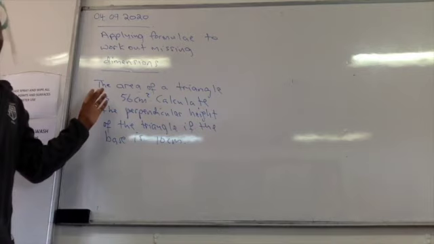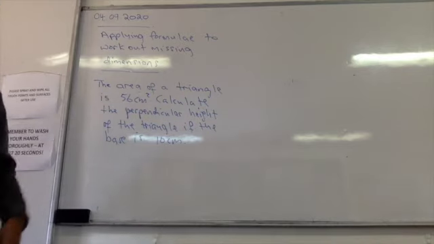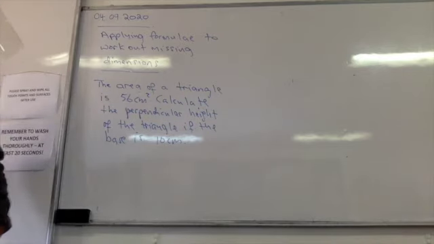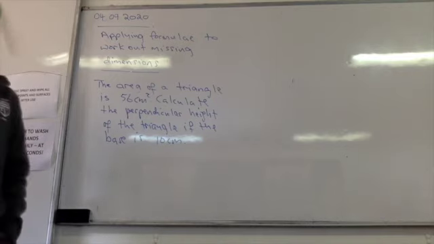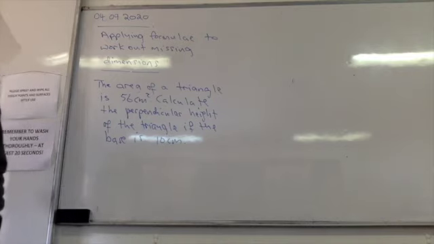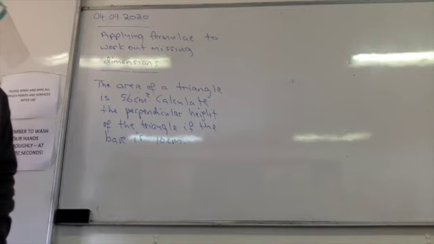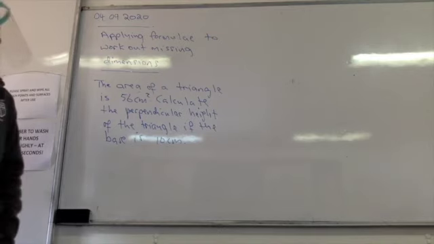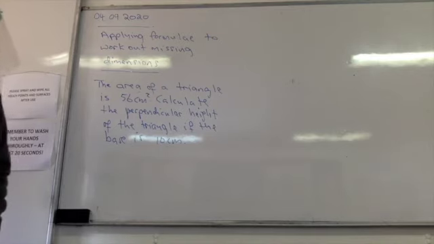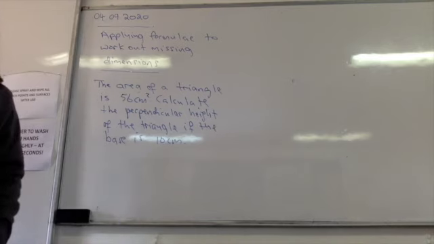Now, this is very important. I find this more important than the work you just did. Because in this case, you are actually using the formula to work out other missing dimensions. Like we are given in this question that the area of a triangle is 56 square centimeters, and we need to calculate the perpendicular height of the triangle if the base of the triangle has a length of 10 centimeters.